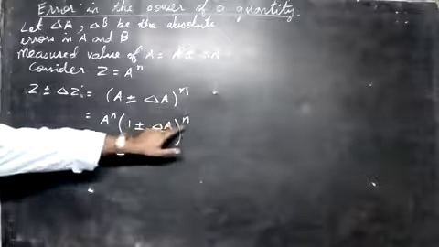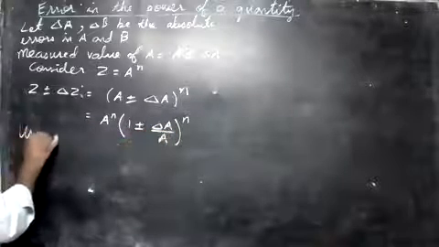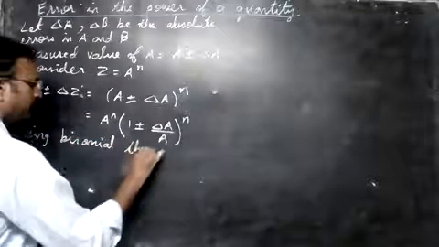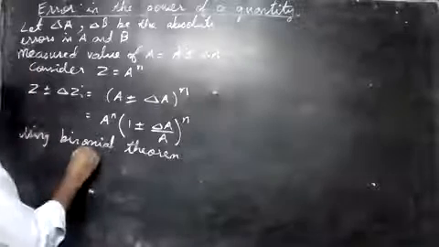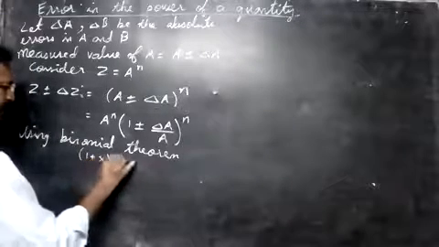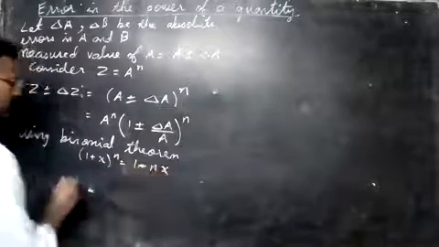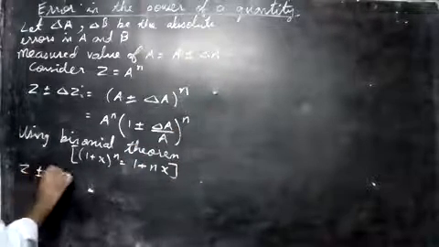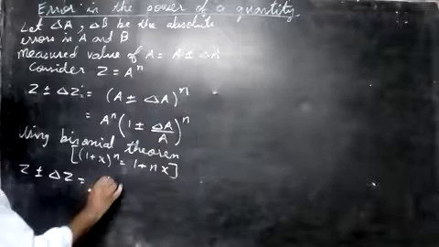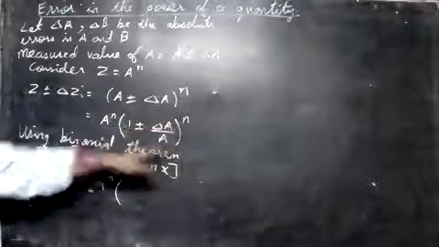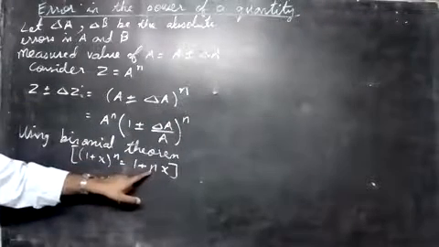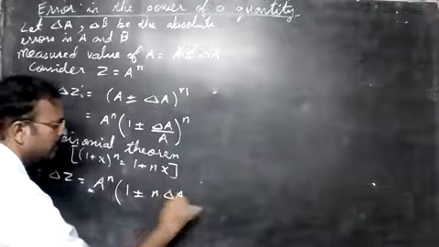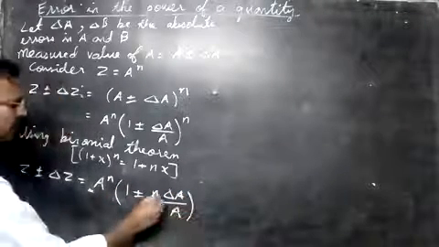For this we'll use the binomial theorem. Using the binomial theorem, we know the formula that 1 plus x power n is approximately equal to 1 plus nx. I'm going to use this formula here. So we get Z plus or minus delta Z is equal to A power n into 1 plus or minus n into delta A by A.